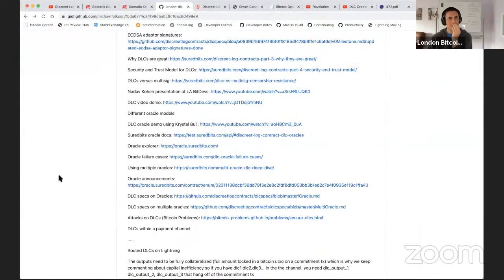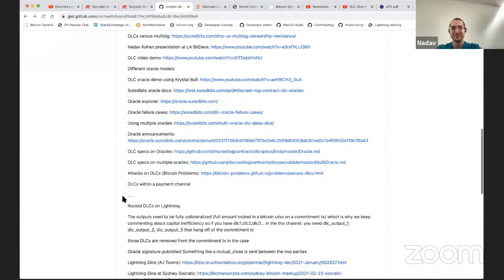So the Oracle stuff is very cool. Oracle failure cases: we didn't go into this, but obviously, if you're only using one Oracle and the Oracle lies, then you've got problems. But that's where a reputation system comes in, or using multiple Oracles.